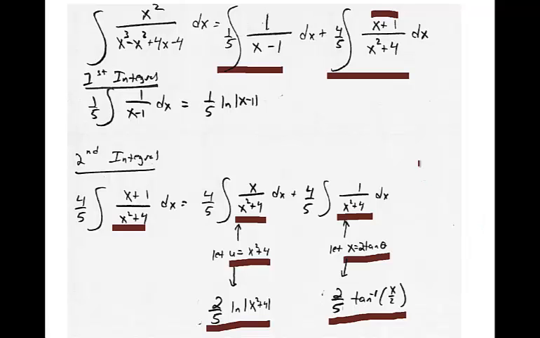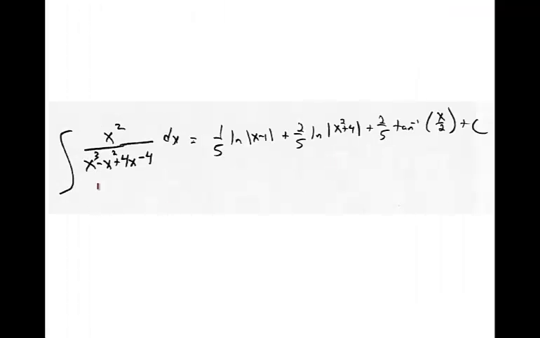So this was the reason that I wanted to show this one. It's not about forcing the numerator to be equal to the derivative of the denominator. It's about recognizing that I can actually split it up and work with it that way. And this is the final answer for it. So if you have any questions, do let me know.